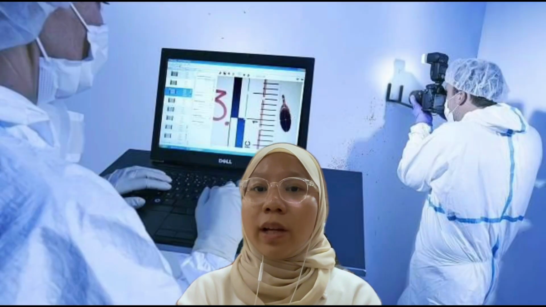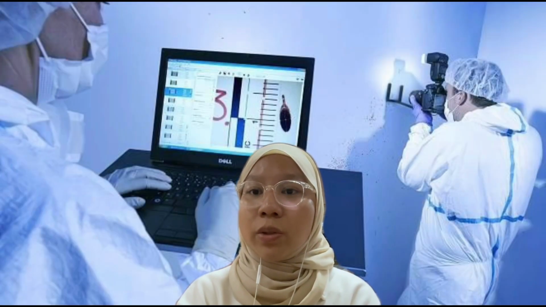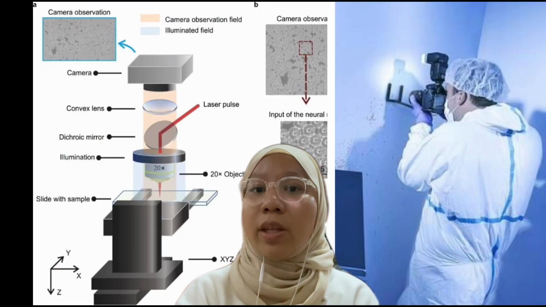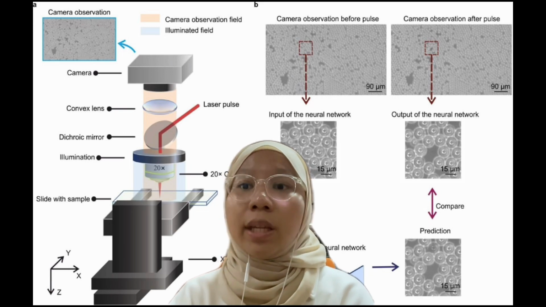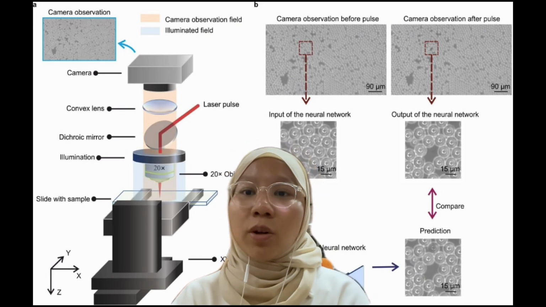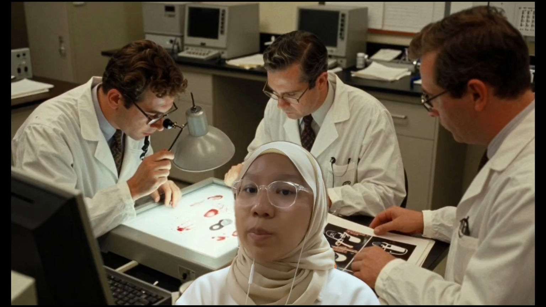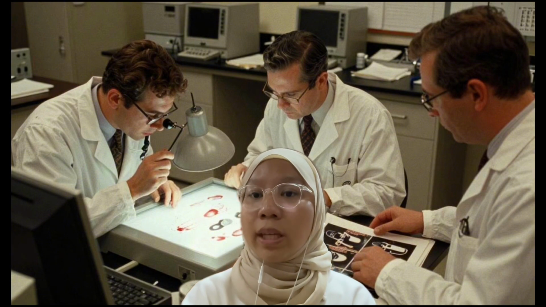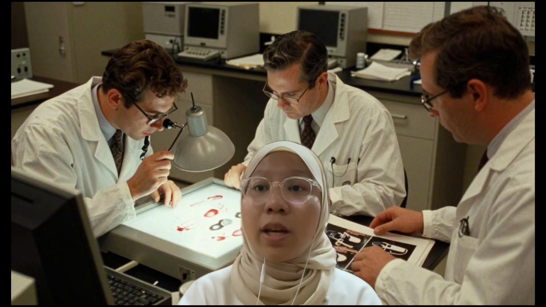This study is important because it introduces artificial intelligence into forensic bloodstain analysis. Instead of relying solely on an examiner's visual judgment, investigators can use deep learning models to assist in determining the height from which blood droplets originated. This could improve the consistency, objectivity, and reliability of crime scene reconstruction.